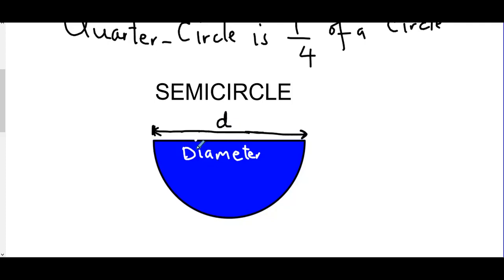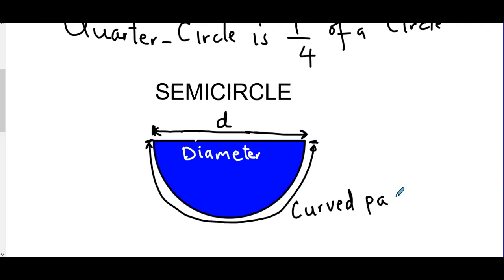So that's the first part. Now, this part here, from this point to this point, but this time going on this side, is what we call the curved part. It's curved, it's not flat. So a semicircle has two parts: a flat part, which we call the diameter, and a curved part, which is half of the circumference.